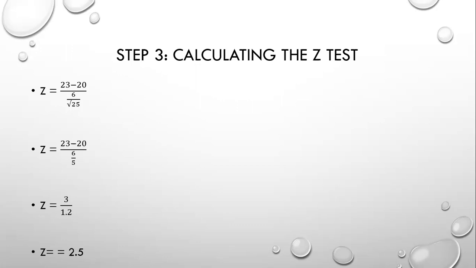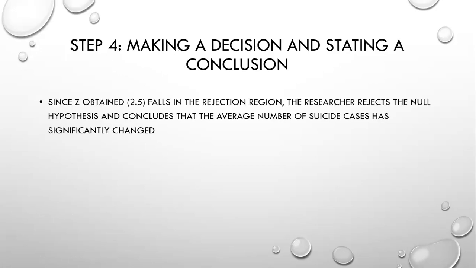So it means that Z is equal to 23 minus 20 over 6 over square root of 25. And Z is equal to 23 minus 20 over 6. Square root of 25 there is 5. And 23 minus 20, that's 3, over 6 over 5, it gives us 1.2 there. And therefore Z is equal to 2.5. So this is the Z obtained, or the obtained value for the Z.